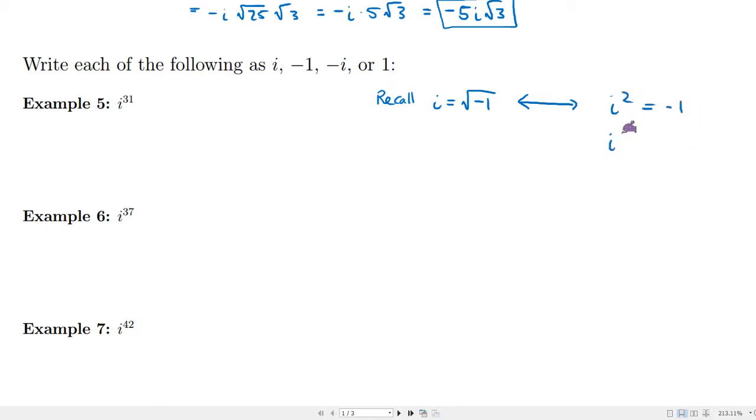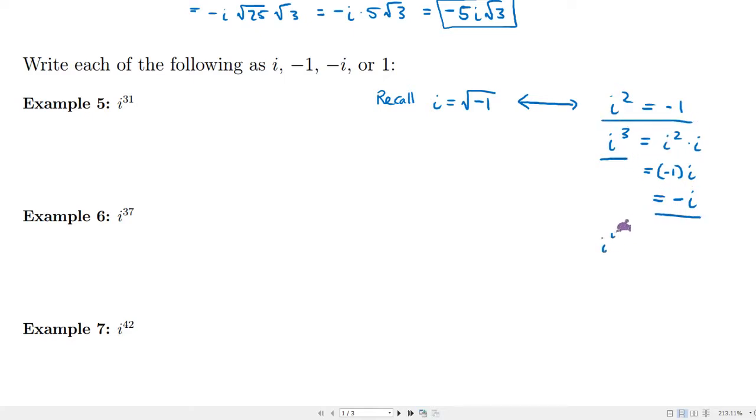So what is i cubed then? Well, i cubed is i squared times i, but i squared we figured out is negative 1. So that means this is negative 1 times i, so that's negative i, right? Well, maybe I should write that as an intermediate step. So that's negative 1 i, so this is negative i. So i cubed becomes negative i. i squared is negative 1.